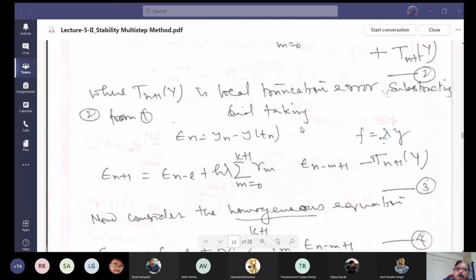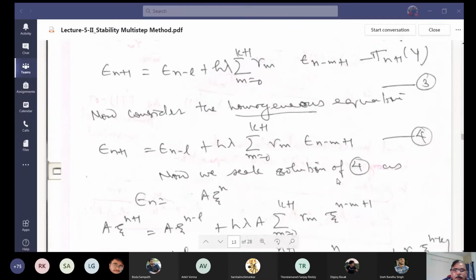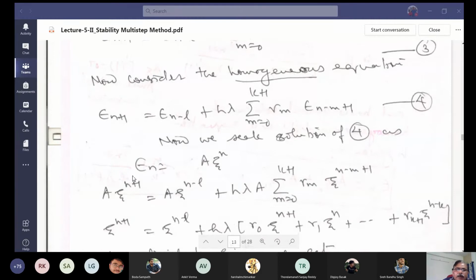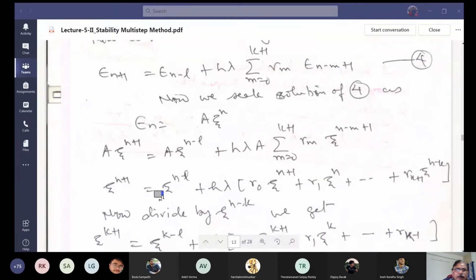So the homogeneous one will be the one which has those terms which have your epsilon n's. So we'll take only that: epsilon n plus 1 equal to epsilon n minus L plus h lambda times summation m running from 0 to k plus 1 gamma m epsilon n minus m plus 1, right? Exactly the same way we have done earlier. We put epsilon n as a xi to power n on both sides, and then we get a xi to power n plus 1, a xi to power n minus L, and so forth. Now you may write it in expanded form.